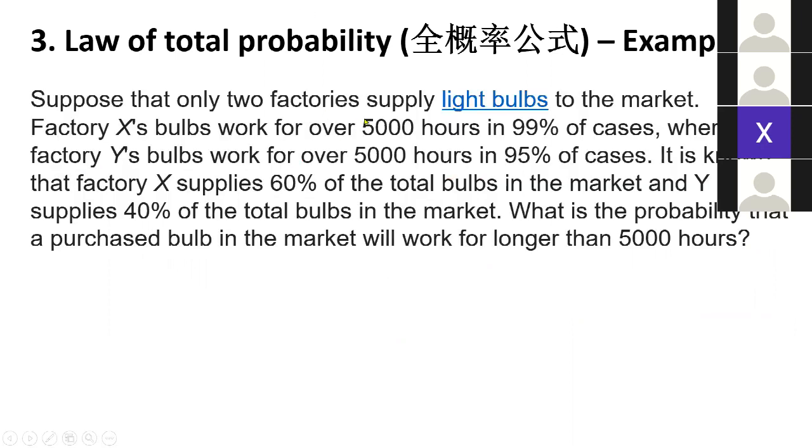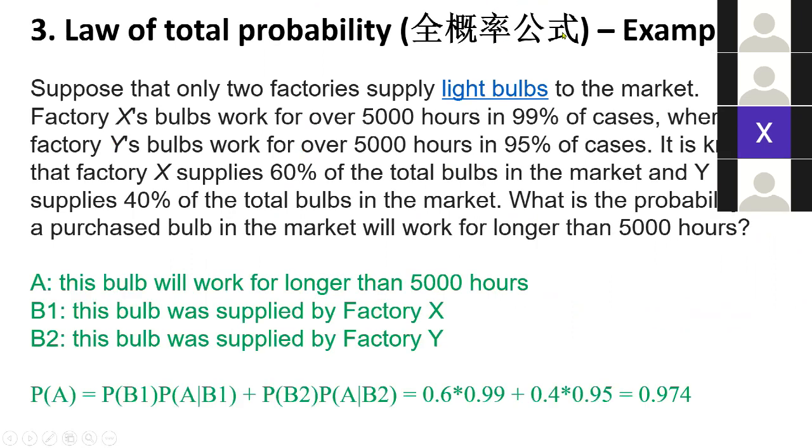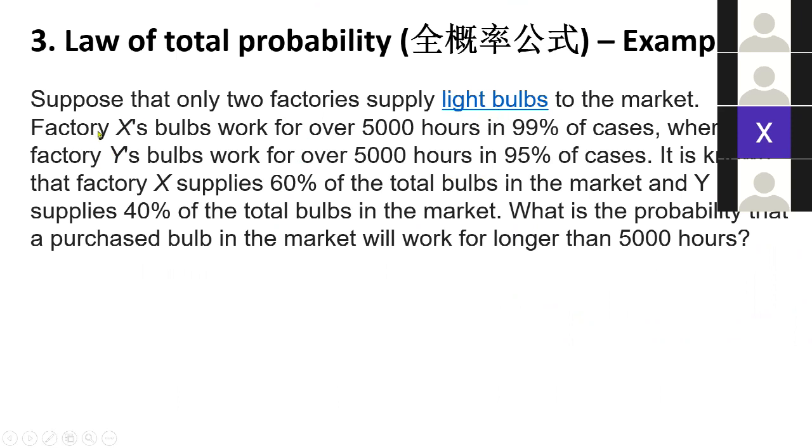Okay, let's see some concrete examples to help you understand. Suppose there are only two factories supplying light bulbs to the market. Factory X bulbs work for over 5,000 hours in 99% of cases, whereas Factory Y's bulbs work for over 5,000 hours in 95% of cases. It's known that Factory X supplies 60% of the total bulbs in the market, and Y supplies 40% of the total bulbs in the market. What is the probability that a purchased bulb in the market will work for longer than 5,000 hours?